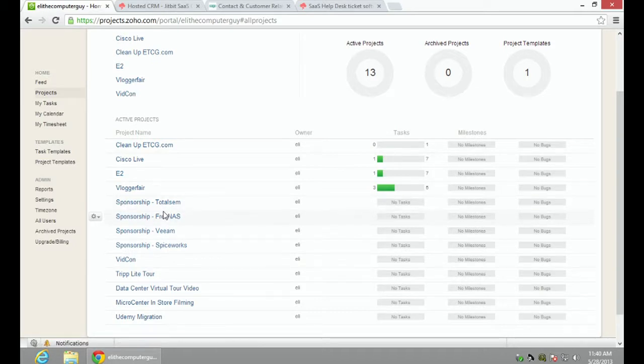Not too bad. So you think about that for like one sponsor, so Total Sim or FreeNAS or Veeam, that doesn't seem like that bad. But imagine, again, if that's 20 or 30 different sponsors, and making sure all of those communications go out. Because if I forget to communicate with Spiceworks and say, hey guys, I just want to make sure that you're still sponsoring me for next month, that's a lot of money I lose. That's a lot of money I lose if I lose track of them.